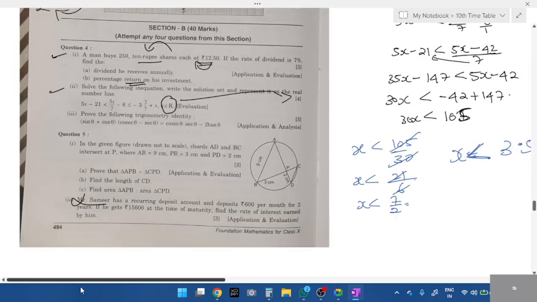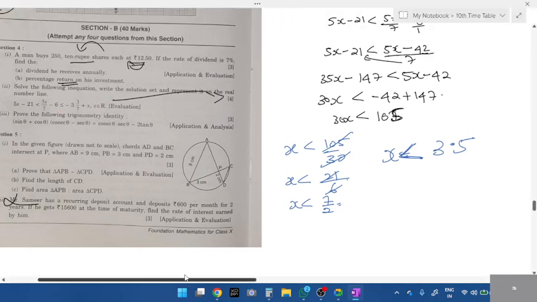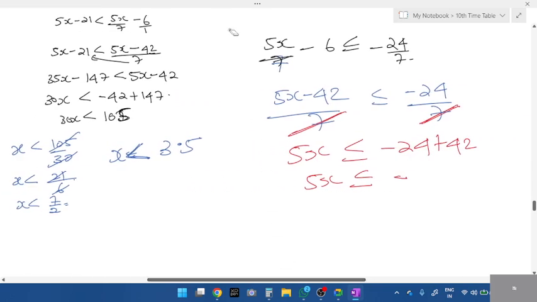Sorry, I missed out a value here. Can you see plus x is given? I missed that while circling this. Let me add that plus x. So 5x plus x goes to the other side, you get minus x. Check your answers. 5x minus x is 4x. What's the answer? Is it minus 18?